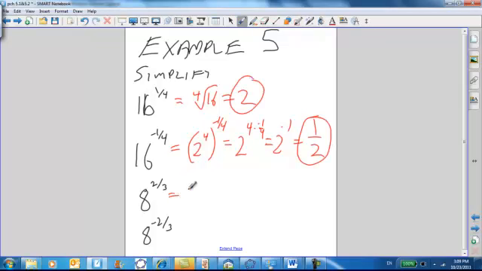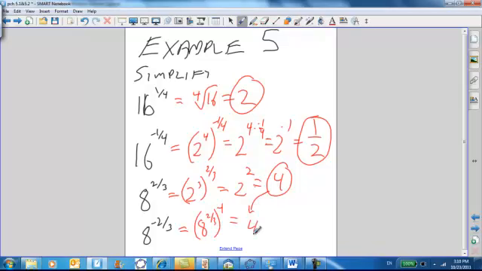8 to the 2/3. 8 is 2 cubed, so 2 cubed to the 2/3 is 2 squared, which is 4. Similarly, 8 to the negative 2/3 will be our other answer. This is 8 to the 2/3 raised to the negative 1, so we can take the answer from up here. So say 4 to the negative 1, or 1/4.